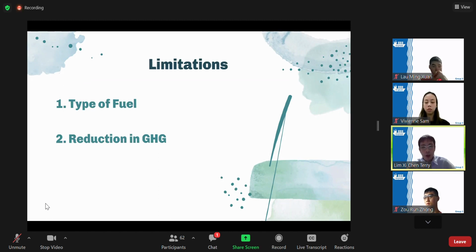Next, our entire project only focused on reducing CO2 emission due to the limitation of the dataset. As there will be a limit of how much CO2 emission can be reduced, reduction of other greenhouse gases can be further looked into, such as methane and nitrous oxide.